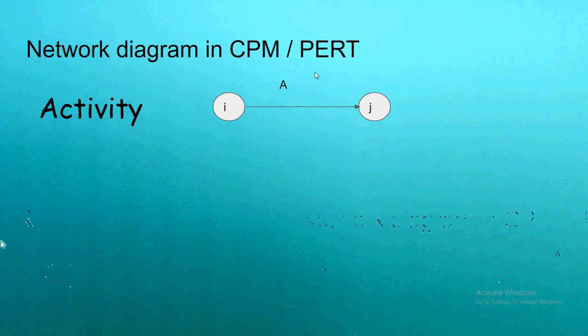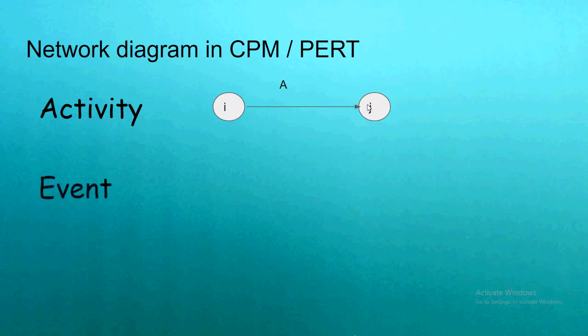So an activity is nothing but a portion of the project. Diagrammatically, it is represented by an arrow mark joining two circles, where this is the starting point of the activity and this is the end point of the activity.